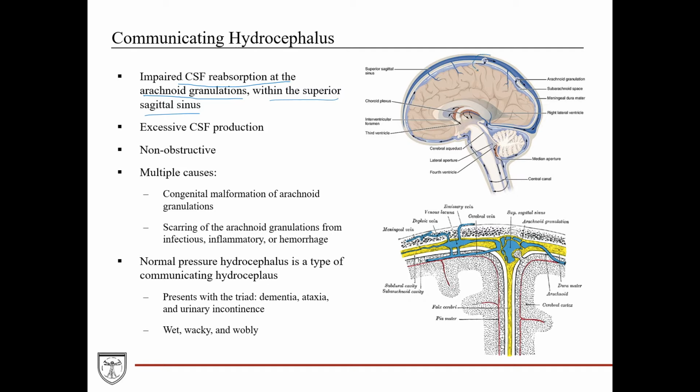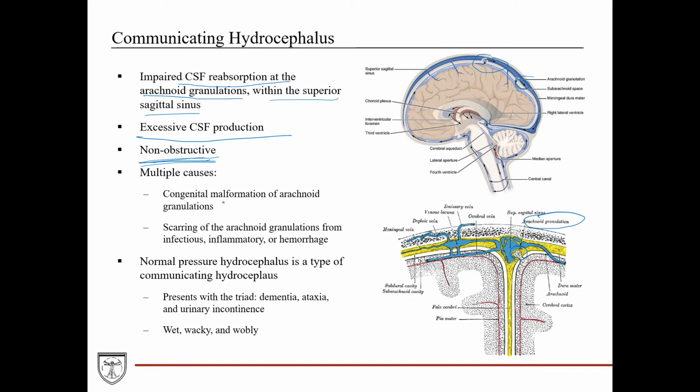So communicating is where you have impaired drainage here. And then you can see these arachnoid granulations here, where they kind of jut out. And you have impaired drainage into the superior sagittal sinus. You could also have excessive CSF production as a result of this. This is non-obstructive. Again, this is not due to some tumor or some lesion compressing and obstructing flow. So you have normal CSF flow throughout. It's just a drainage problem.